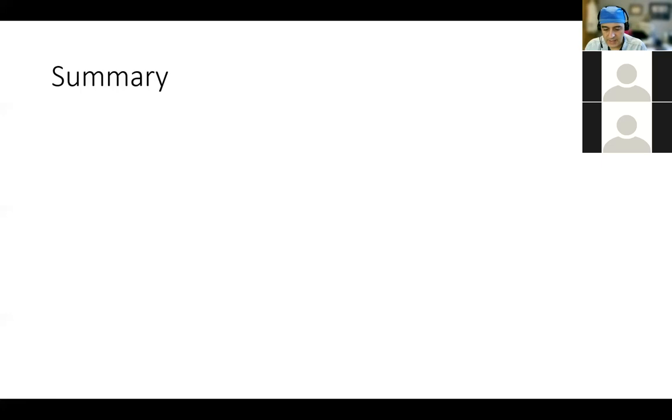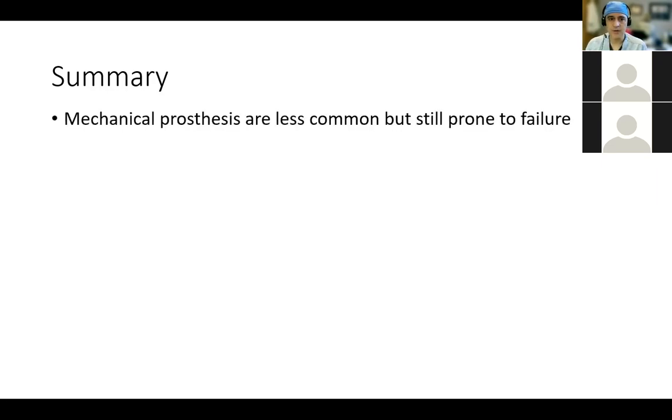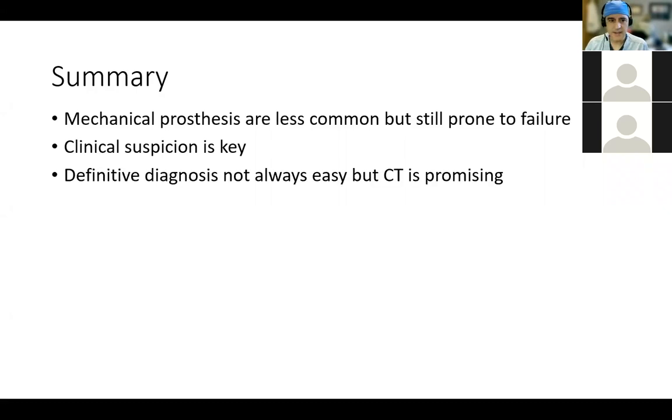So the course in the hospital after surgery, she's done remarkably well, and hopefully will be going home in the next day or two as we manage her heart failure. So clearly this was the right choice, but the course was certainly long for that patient, and making the diagnosis is not always easy. So in summary, mechanical prostheses are less common, but are still prone to failure, and we need to still have a very high index of suspicion when these things happen, and decision-making is not always easy. So clinical suspicion is key. Definitive diagnosis is not always easy, but I think CT should be something that should be considered.